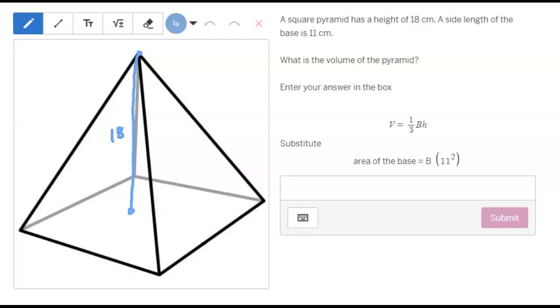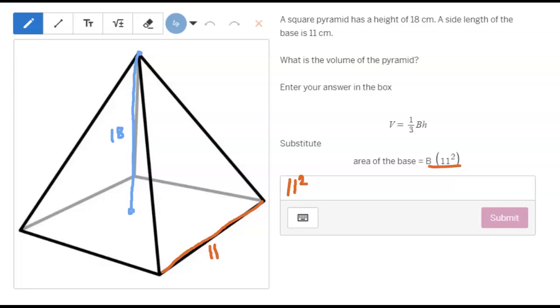Then let's change my color and do the base. It has a base of 11 centimeters. So that's going to be one of its sides right here. So we're going to take this 11 and we're going to square it because we want to know what all of this area right here is. So the first thing that we're going to do is say 11 squared in order to find out what the base is.